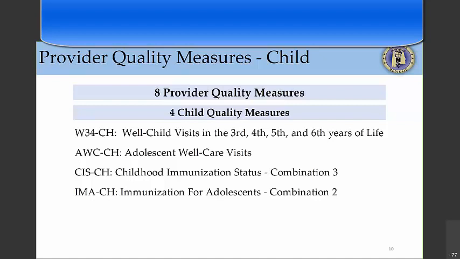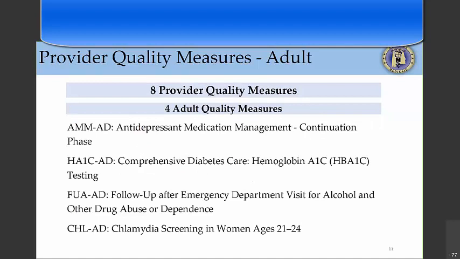4 adult measures: antidepressant medication management in the continuation phase, comprehensive diabetes care, A1C testing, follow-up emergency department visits for alcohol and other drug abuse or dependence, and chlamydia screening in women ages 21 to 24.